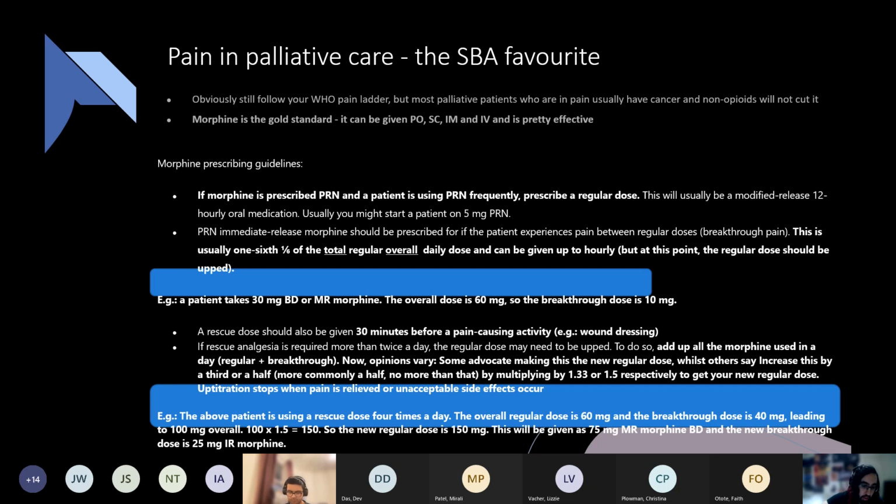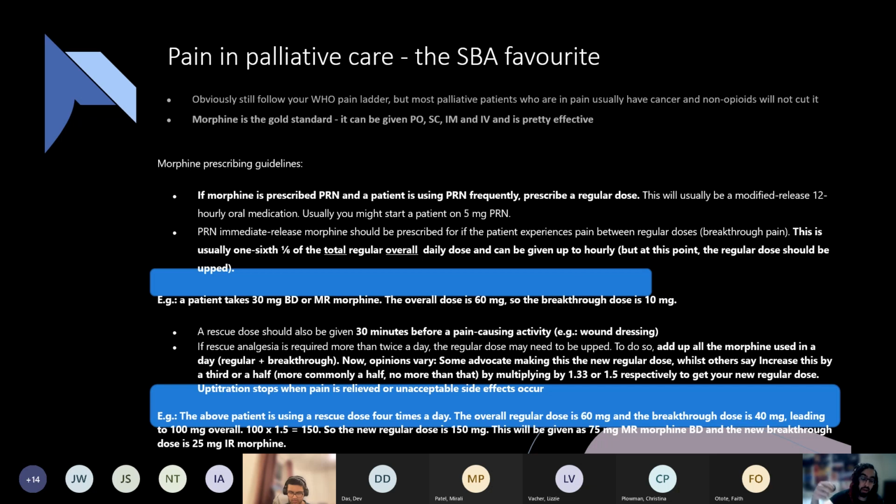This bit's a bit annoying because you hear different sources. So some people will say how to calculate the new regular dose is add up everything that they're taking. So our patient who is taking 60 milligrams a day regularly, 30 milligrams twice, and has 10 milligrams as her PRNs. So let's say she's using that 4 times a day. So she is using 100 milligrams of morphine in a day. Some people will say that is your new regular dose. So the patient is now on 50 milligrams twice a day.